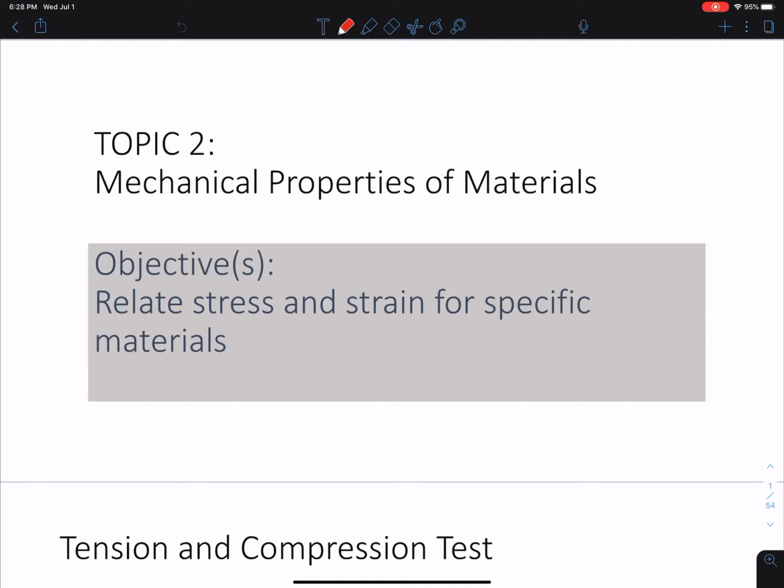All right, guys, so we're going to start topic 2. This topic is going to go over everything that has to do with stress and strain for different types of materials and how we can use stress and strain and these different properties to help us solve future problems in this class.